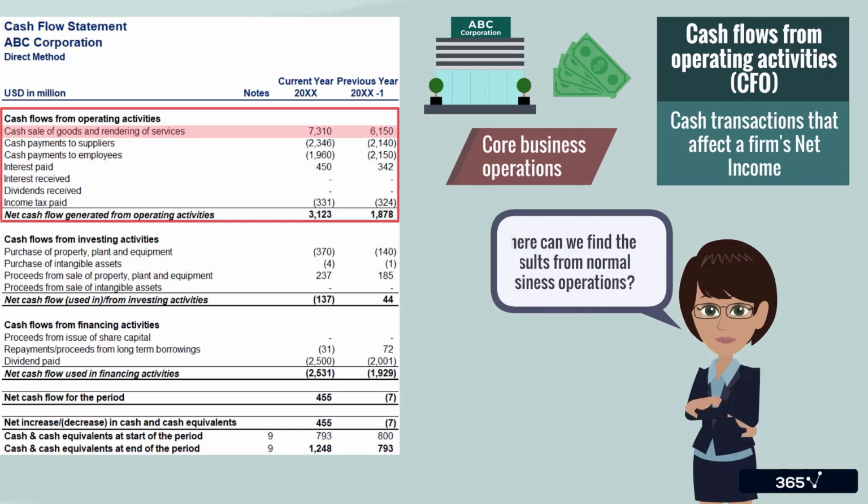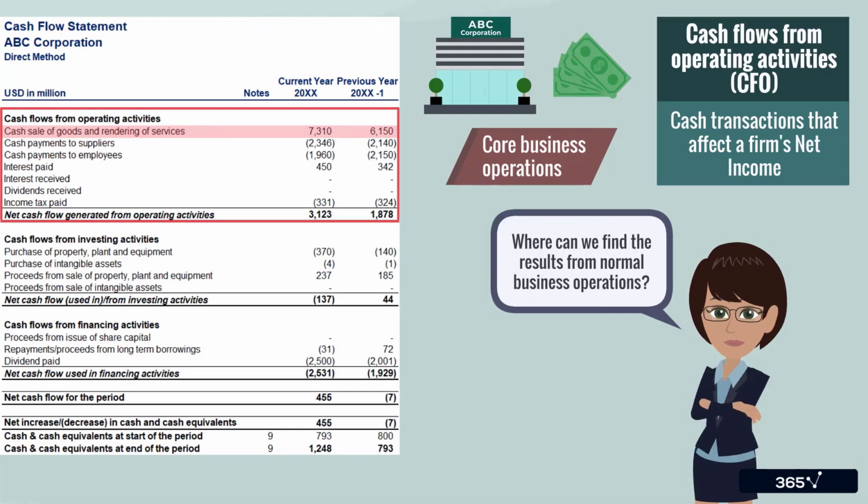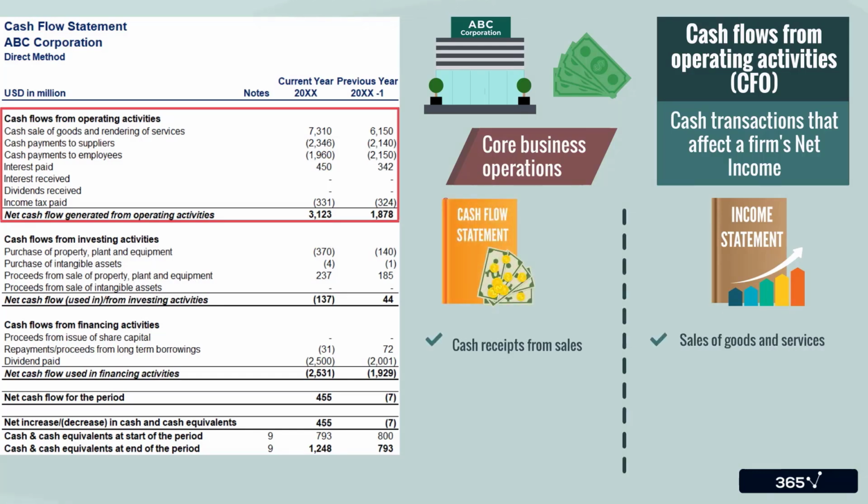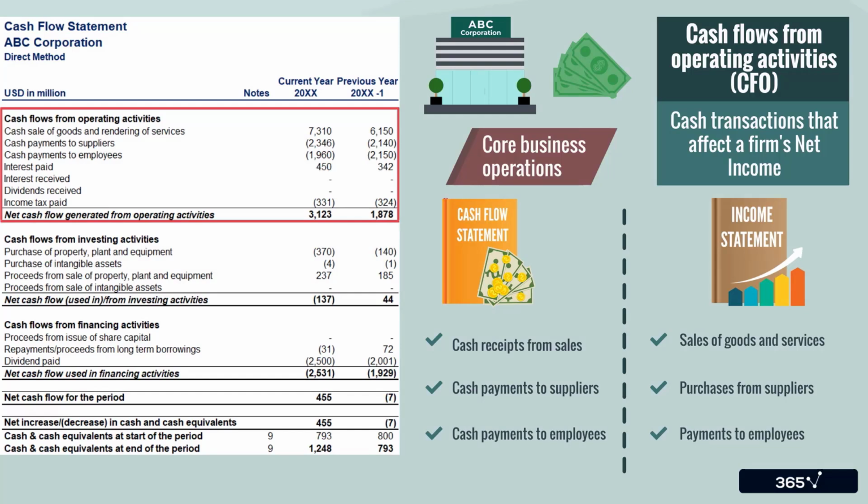Think about this. Where can we find the results from normal business operations of a company? In the income statement, of course. That's why most of the components of the operating activities section overlap with those determining the net profit or loss for the year. For example, cash receipts from the sale of goods and the rendering of services, cash payments to suppliers for goods and services, or cash payments to and on behalf of employees. These are all transactions that impact the income statement and are simultaneously classified as cash flows from operating activities.